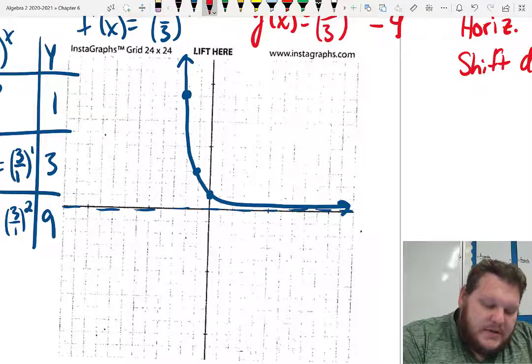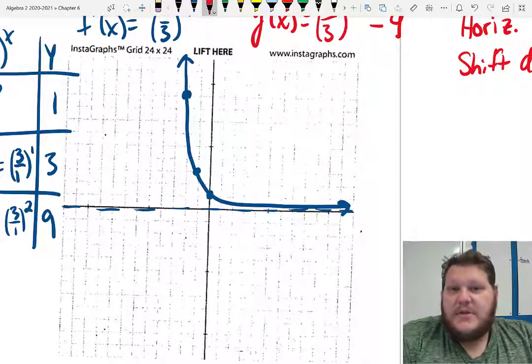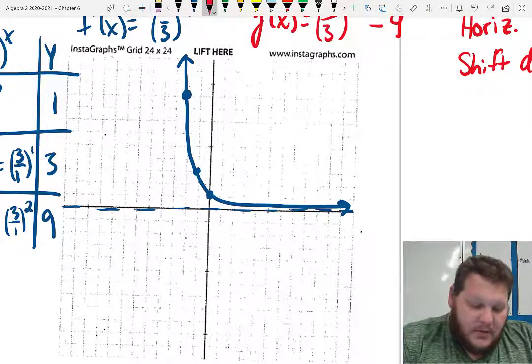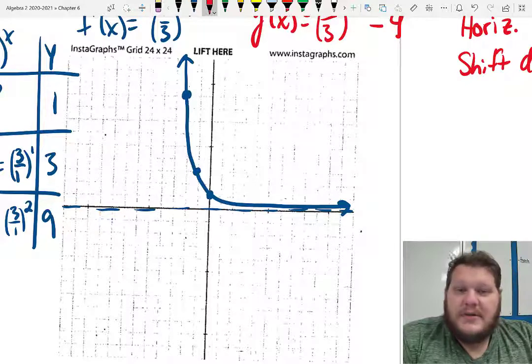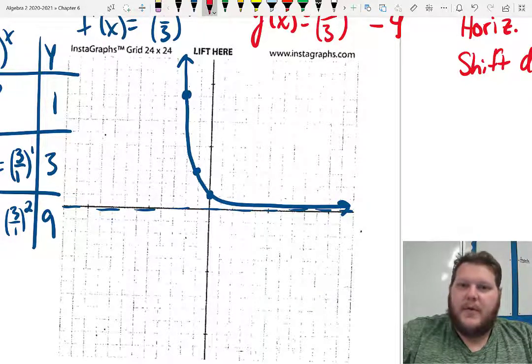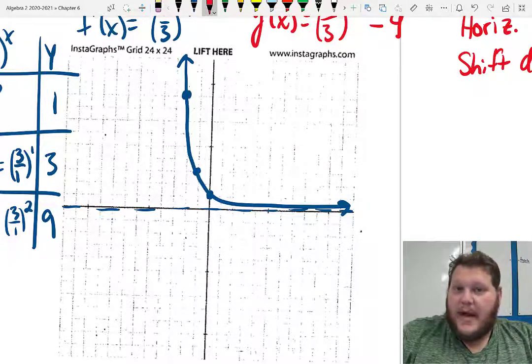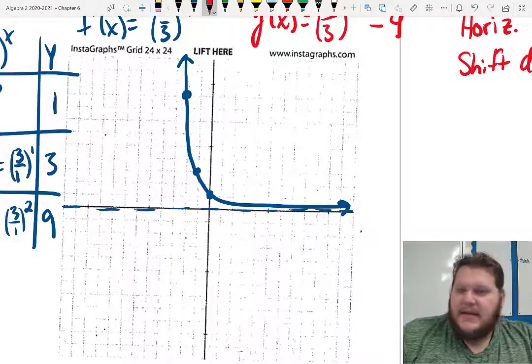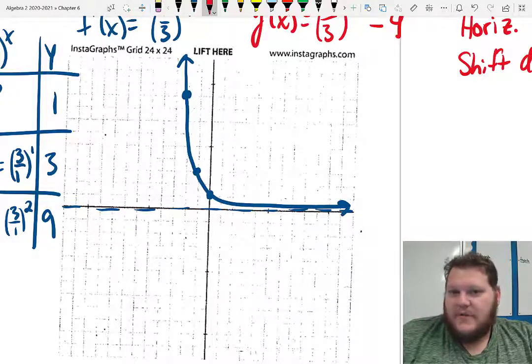You can do this in 2 separate steps, or you can try and do this simultaneously. Reflecting horizontally means we're just going to count over from the y-axis, however many units it takes to get there. We do the same thing, and then I'm just going to shift down 4.